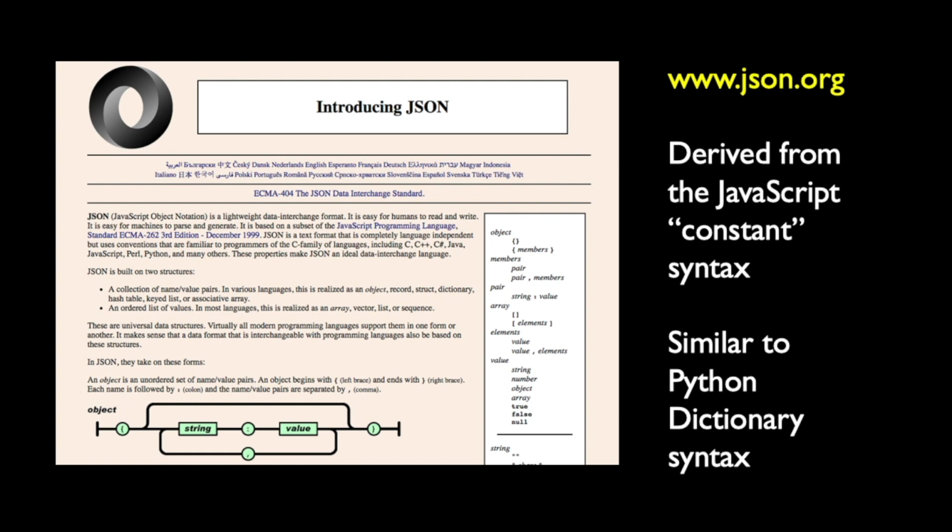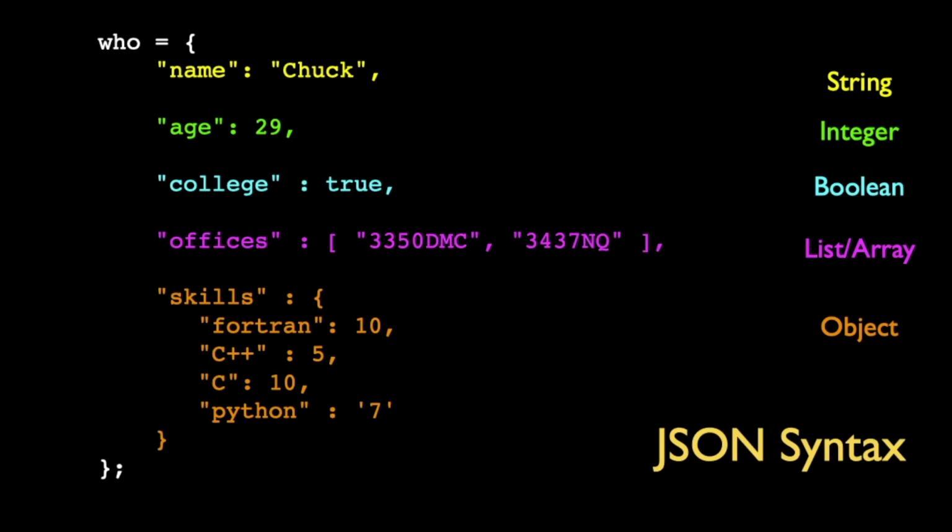Now, there's a subtle difference between JavaScript constant format and JSON, partly because you can put variables in the JavaScript. So he simplified it, and he kind of made it a subset of the JavaScript constant syntax. And so this is what it looks like.